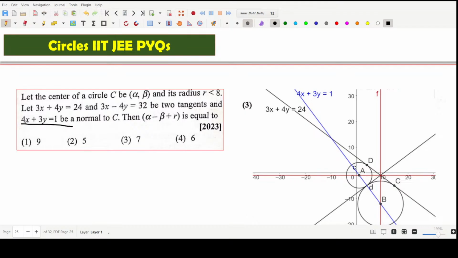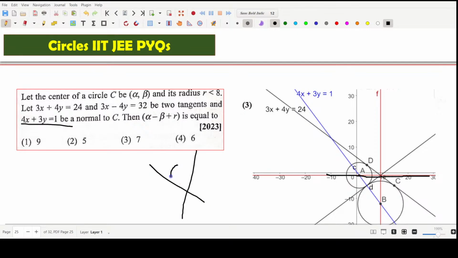Understood? Okay. Now, so if there are two tangents, the center of the circle should ideally lie on the angular bisectors of the tangents, right? Agreed? If the circle is touching these two lines, that means obviously the center of the circle should lie on the angular bisector of these two lines, right? So ideally you can find the center of the circle to be the intersecting point of the angular bisectors of the tangents, right? This is one angular bisector, this is another angular bisector, and you can easily find out the intersecting point.